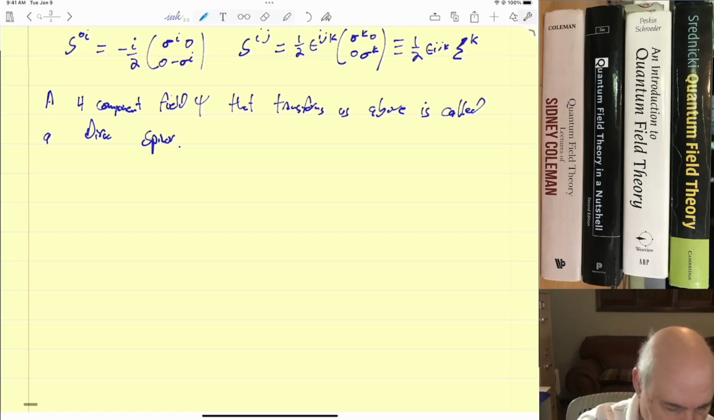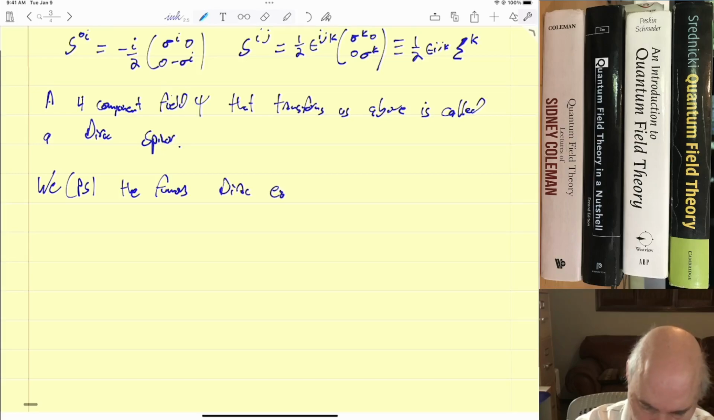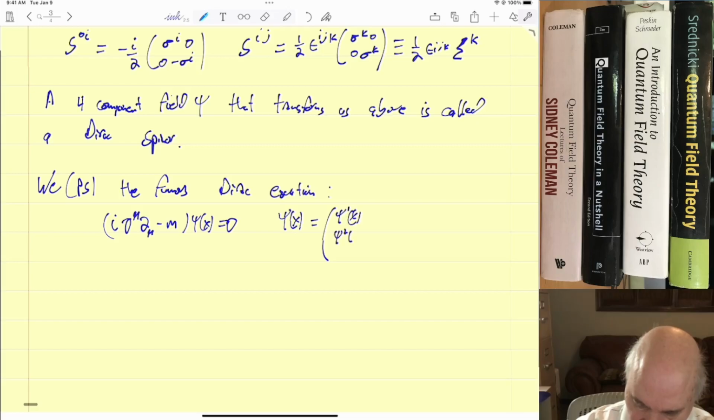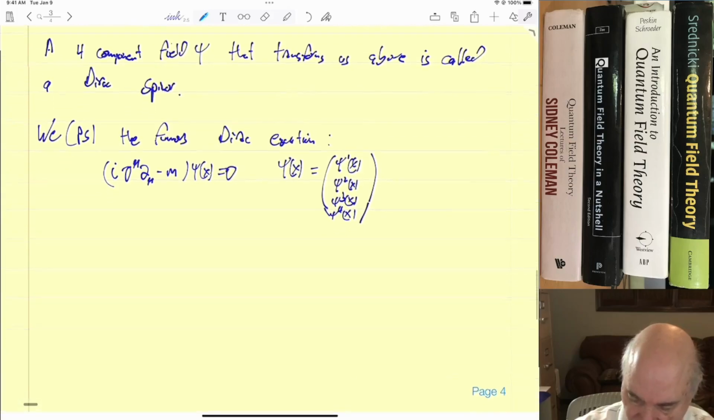Now, then, Peskin and Schroeder present the famous Dirac equation: i gamma mu partial with respect to mu minus m, psi of x equals 0. Psi of x is a 4-component object, psi 1 of x, psi 2 of x, psi 3 of x, psi 4 of x. Notice that this is a different space. This is spinor space. If it was in a space of space-time, we would go like psi 0, psi 1, psi 2, psi 3, but it's not.